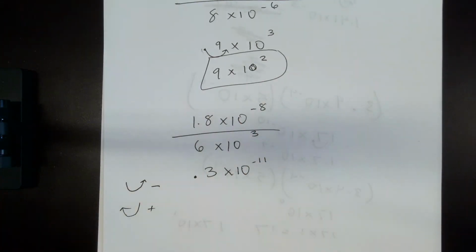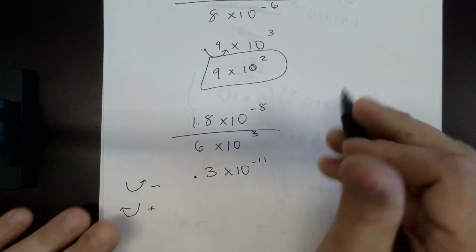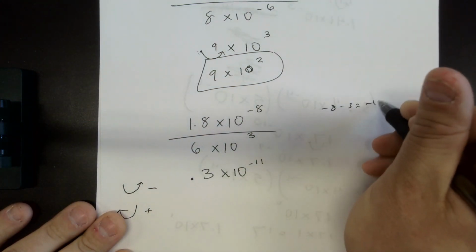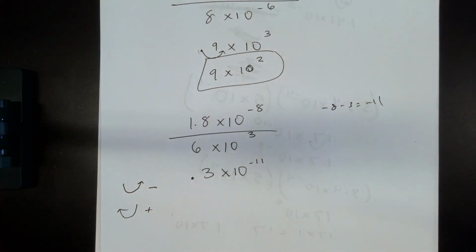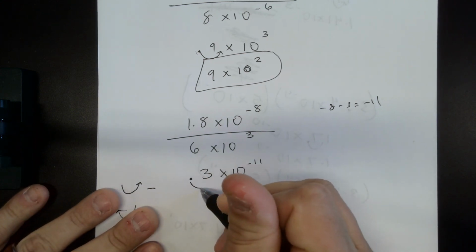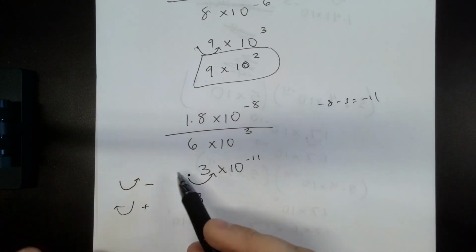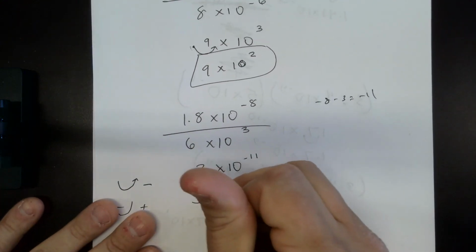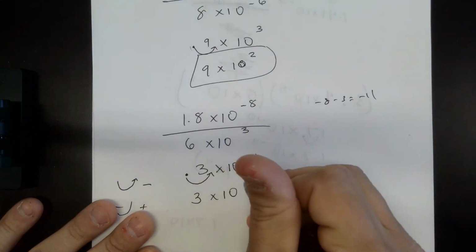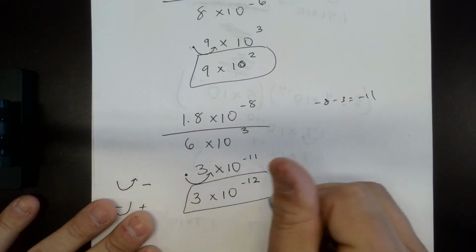Negative 11. How did you get negative 11, Carter? Negative 8 subtract 3 gives us negative 11. Okay, Carter, what do we do next? This isn't our answer. This is 95% our answer, but we got to do something. You're going the wrong way. Yeah. We have to move the decimal after the first number, which changes that to a 3. But anytime you move the decimal to the right, you have to subtract an exponent. So this becomes negative 12.